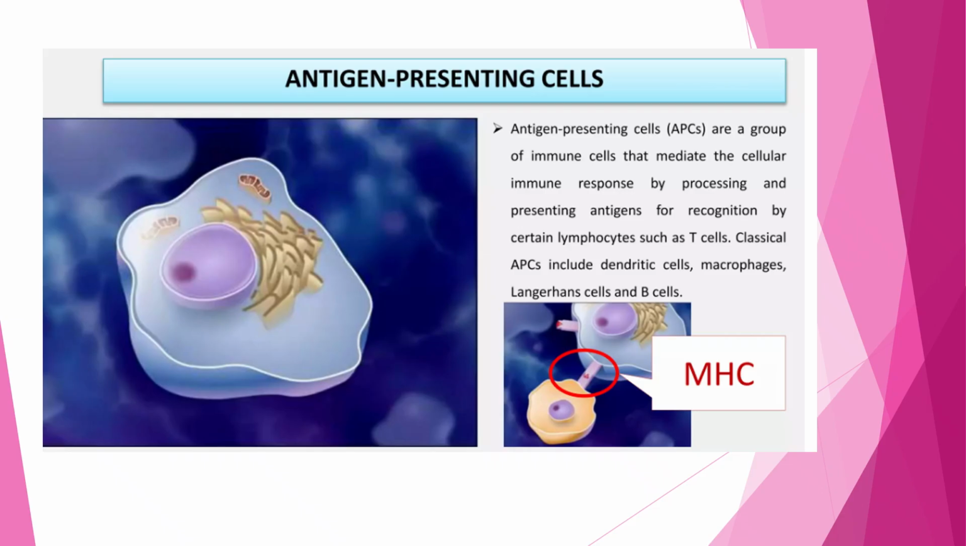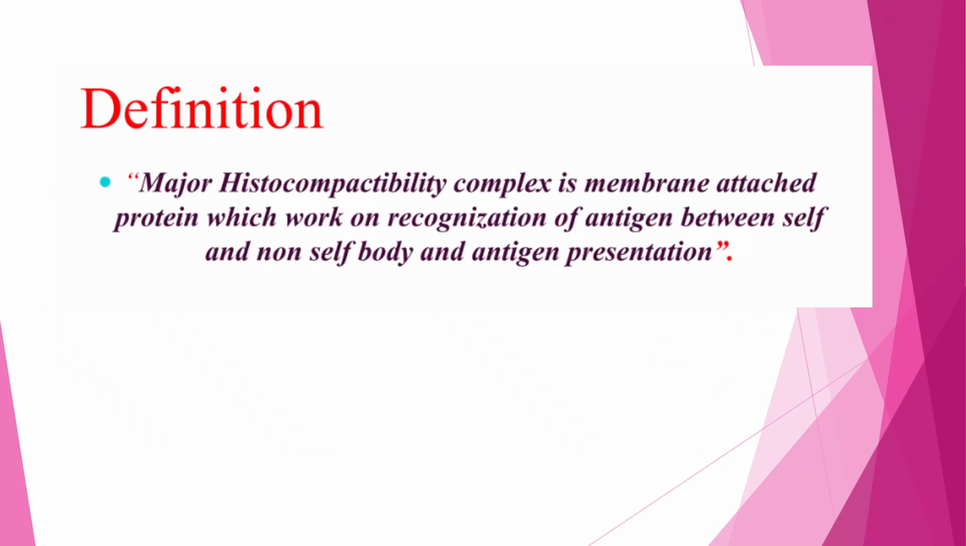Once the antigen comes inside this antigen presenting cell, the MHC will bind with the antigen, and the antigen-MHC complex will then be projected outside the APC. That means these antigen presenting cells present the antigen towards the T cells. Examples of those cells are dendritic cells, macrophages, Langerhans cells, and B cells. B cells are also a type of APC.